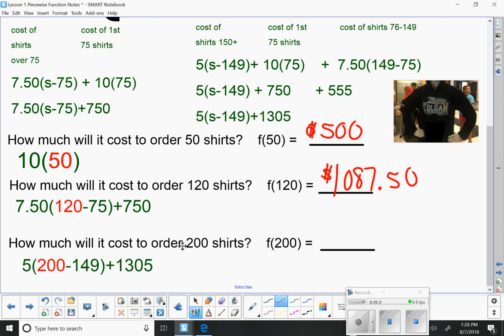How much will it cost to order 200 shirts? You plug the 200 in, and if you've got a calculator handy, you just type in the 5, you do the 200 minus the 149, and don't do something crazy like I have done before and accidentally hit too many zeros. And then don't forget to add the $1,305 for those first 149 shirts, and you wind up with $1,560. Piecewise, the way you calculate the cost of the shirts is different depending on how many shirts you order.